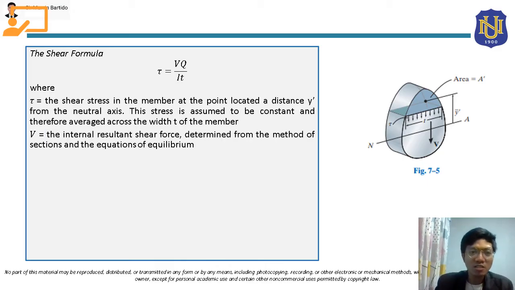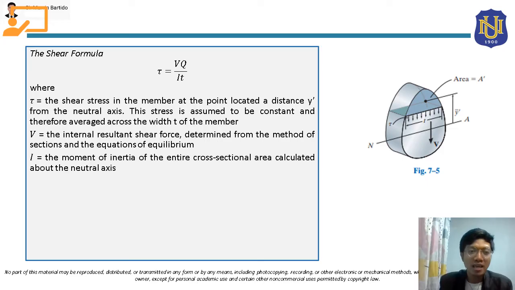Okay. So, also, class, for V, this is the internal resultant shear force determined from the method of sections and the equations of equilibrium. So, ito, class, yung nag-a-act na shear force dun sa kino-consider natin na cross-section. Okay? And then I, class, this is the moment of inertia of the entire cross-sectional area calculated about the neutral axis. Okay, so our reference axis here is the neutral axis, ha? Okay, so we solve the moment of inertia about this axis, about the neutral axis.